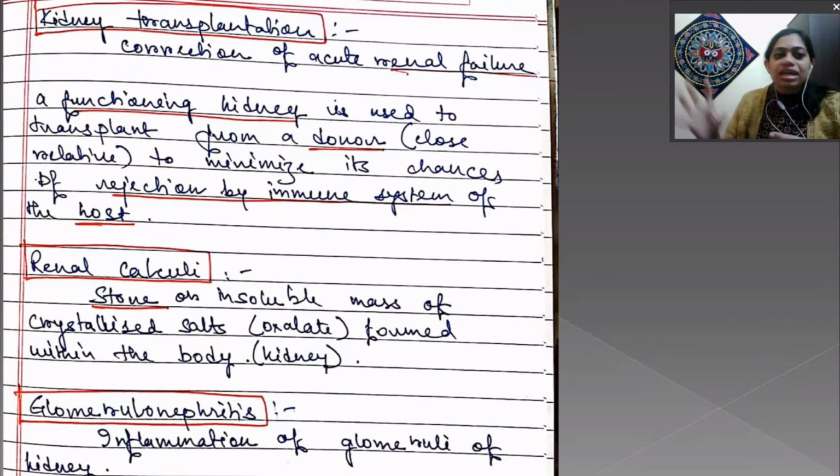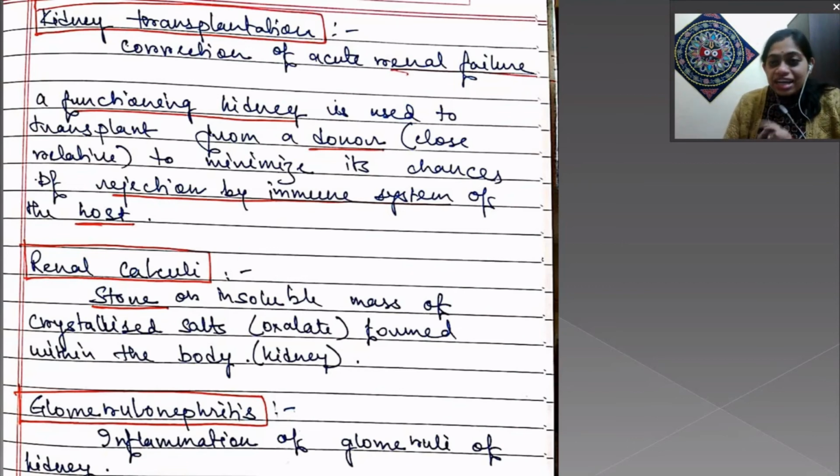इसमें it is the final correction of acute renal failure. जब कुछ बहुत ज्यादा renal failure होता है तो किडनी ट्रांसप्लांटेशन किया जा सकता है. So a functional kidney, a functioning kidney is used to transplant from a donor. क्लोज रिलेटिव होना चाहिए ताकि मैचिंग ज्यादा अच्छे से हो, to minimize the chances of rejection by the immune system of the host. सो उसके साथ ये रिप्लेस हो जाता है.